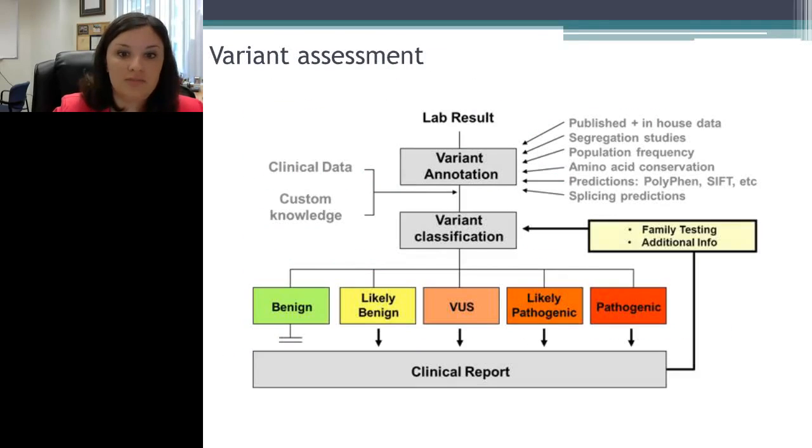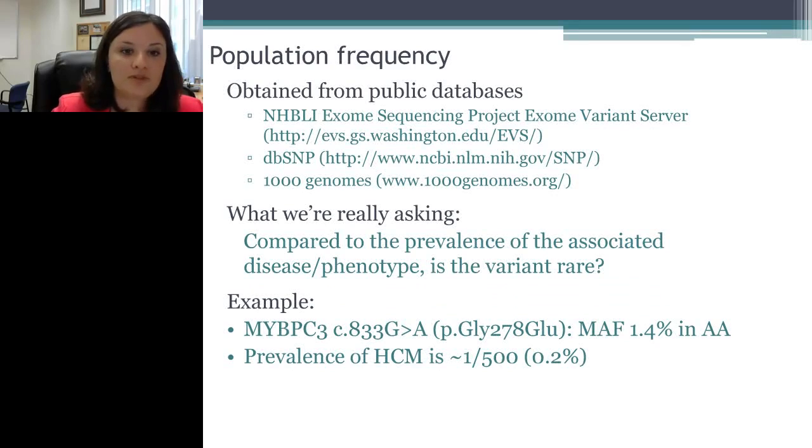So next I wanted to just go through some of the items that I've listed that go into the variant annotation process, and talk about common pitfalls and things to think about when we're looking at these. So the first thing I wanted to talk about is population frequency, and I've provided a couple of websites here that we commonly use to gather population frequency info. So the NHLBI Exome Sequencing Project server is a great one, and that has a lot of information for European Americans and African Americans. And then dbSNP and 1000 Genomes also has several other populations.